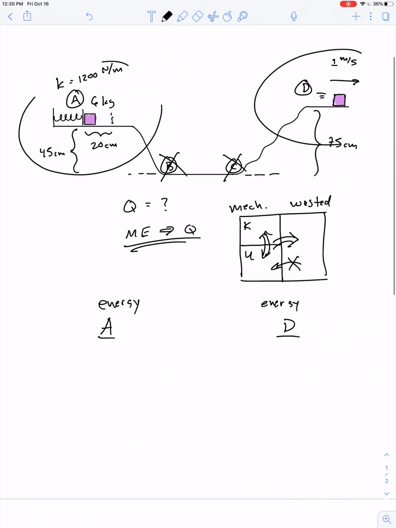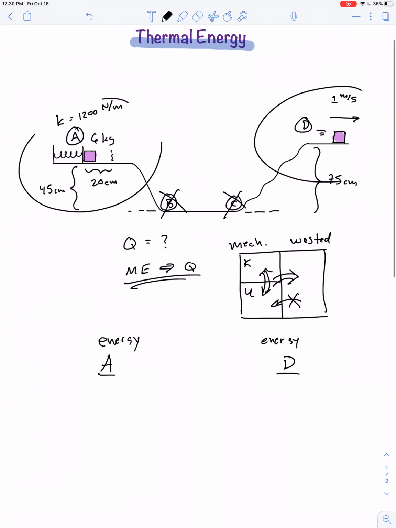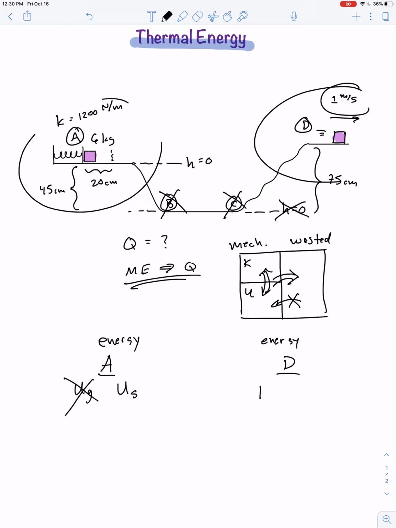Okay, so let's choose a wise reference system. Instead of letting height equal 0 down here, why don't we let height equal 0 here? In that regard, then we don't have to account for any gravitational potential energy at point A. In fact, all we would have at point A is elastic potential energy, the energy stored in the spring. Then at point D, we clearly have an object in motion, so there's kinetic energy, and it's higher than the reference level, so there's some gravitational potential energy.